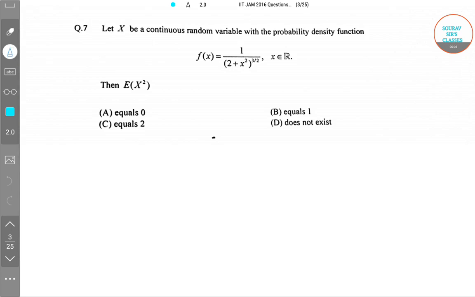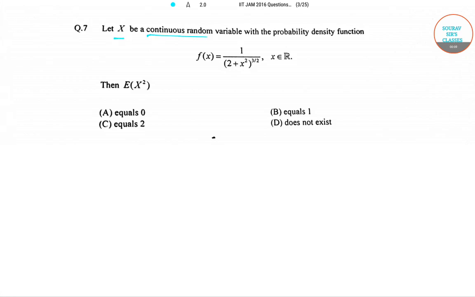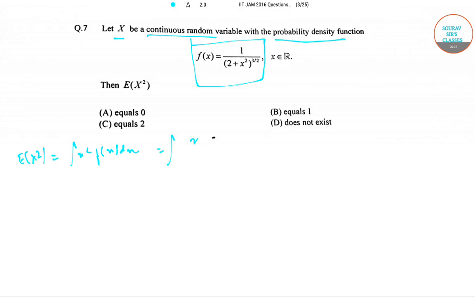The question is, let X be a continuous random variable with the probability density function, that is the PDF, given by the function f(x) is equal to 1 by (2 plus x squared) whole to the power 3 by 2. Then the expectation of X squared is equal to... The expectation of X squared is equal to the integral of x squared into f(x) dx, that is x squared by (2 plus x squared) to the power 3 by 2 dx.